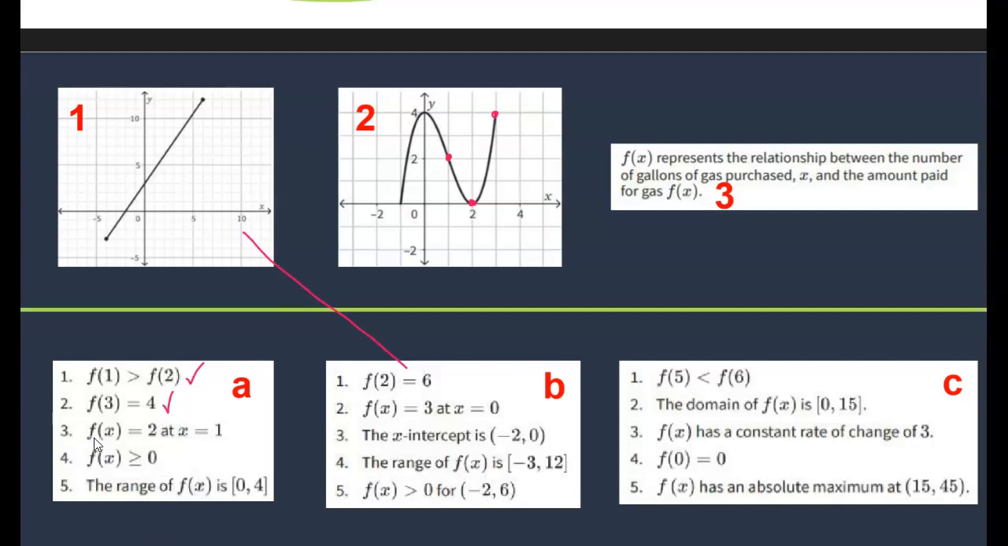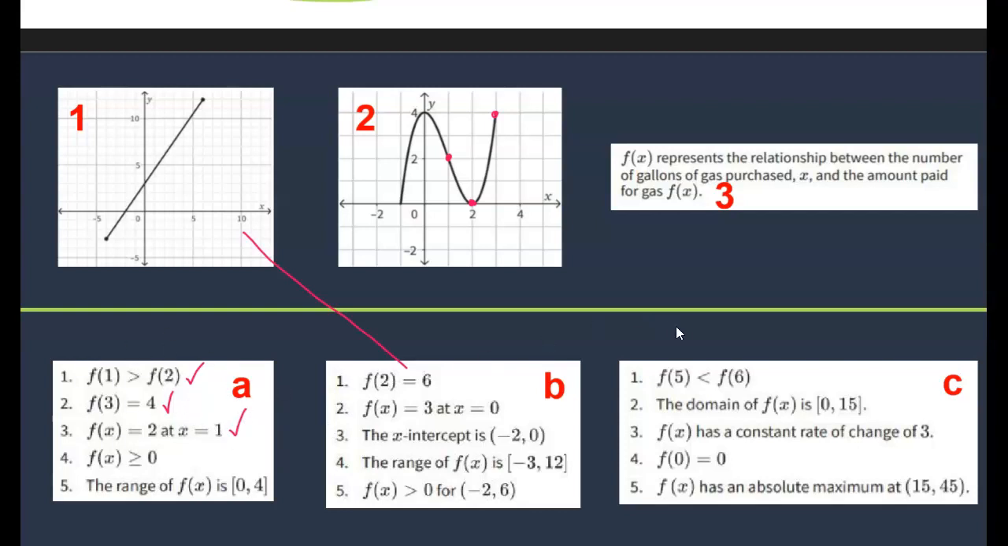Maybe let's try one more. F of x equals 2 at x equals 1. So x equals 1, let's go find that. Which is on our x-axis over to 1. We go up to where it meets the function right here. We already have a dot there, and it looks like the value is, in fact, 2. So we've confirmed 3 of them already. This one's looking pretty promising.